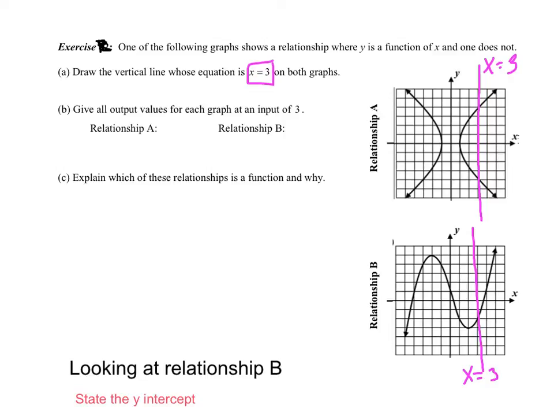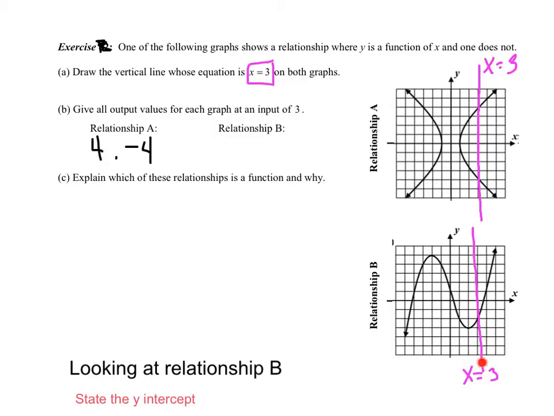Alright, part B says give all output values for each graph at an input of 3. So let's go back and look at graph A. You'll notice when x is 3, the output could be up here on this function, so the output could be 1, 2, 3, 4. So it could be 4. But you'll notice that it has a second output. It could also be 1, 2, 3, negative 4. So in relationship A, when x is 3, and the vertical line made it perfect when I drew that in, I could easily see it has an output of positive 3 and an output of positive 4 and an output of negative 4.